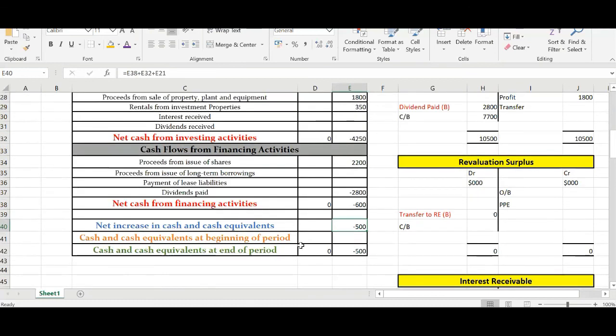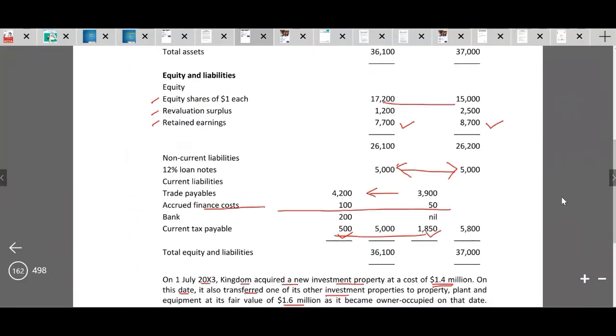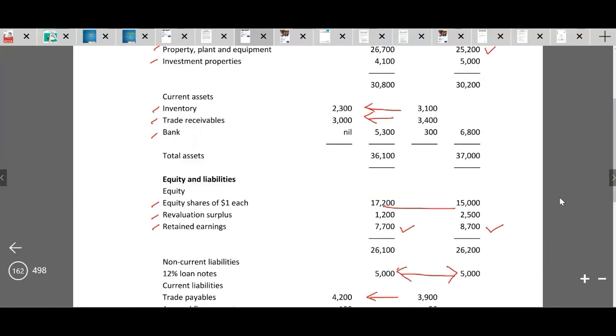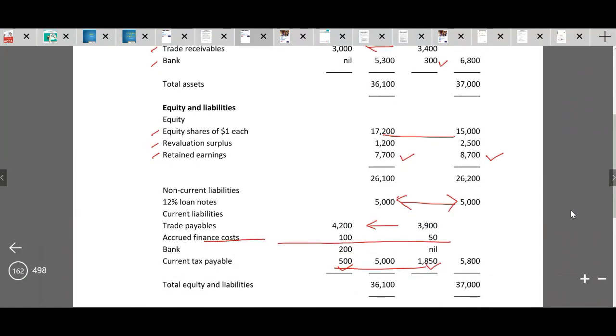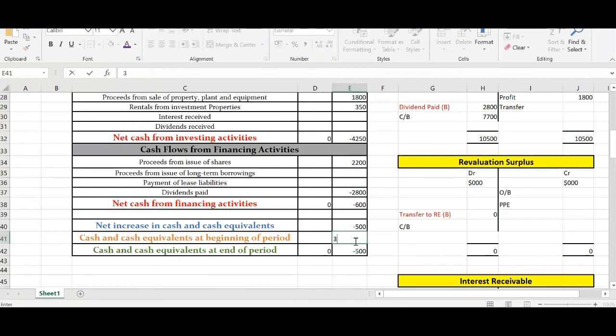The next step, as you remember from my cash flow video, is you have to go to the balance sheet and see the cash and cash equivalents at the beginning of the period. So you go to the balance sheet and you see that the bank balance was 300. This is the current asset minus overdraft. So overdraft is nil. So that means 300 minus 0. We'll put the 300 over here. It gives you minus 200. This minus 200 should be equal to the closing balance of cash and cash equivalents.